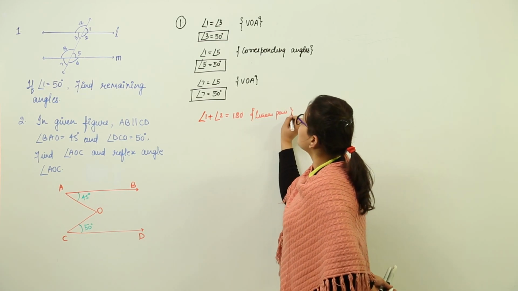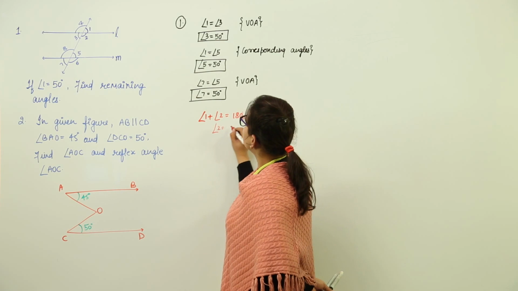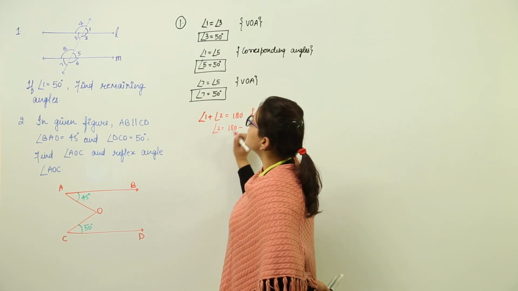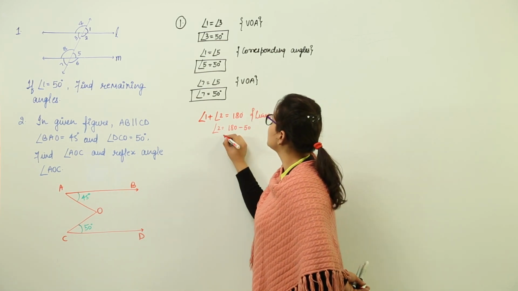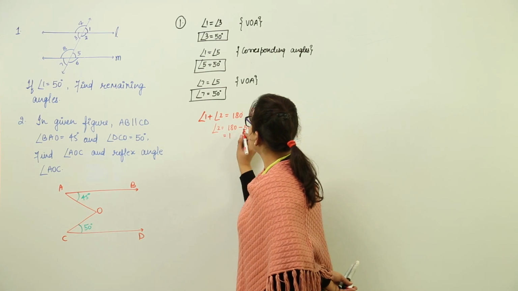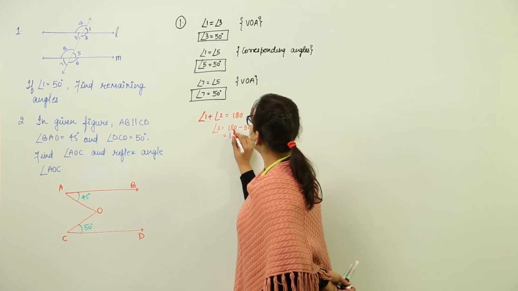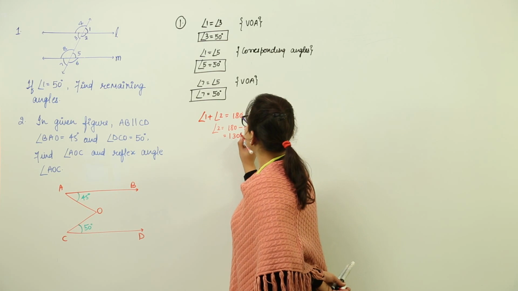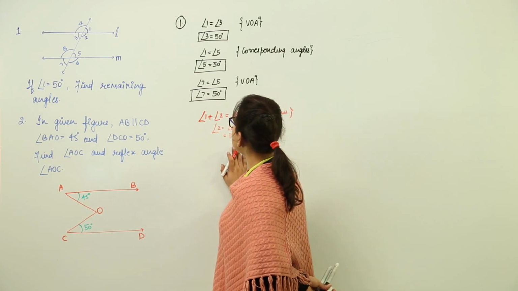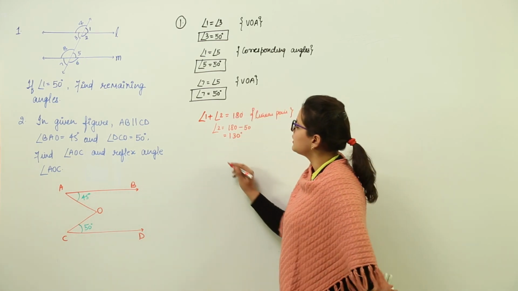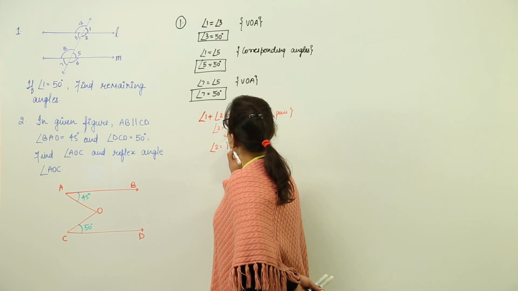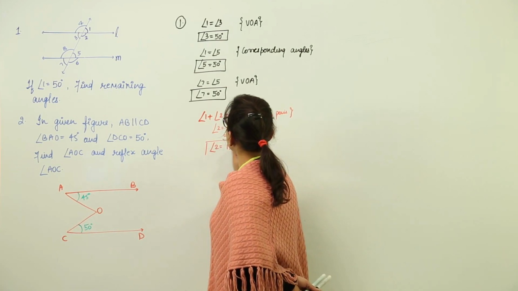So now you can find out the measurement for angle 2. That would be 180 minus angle 1, that was 50. So we get this as 1, 0, and here we get 8 minus 5 as 3. So you get angle 2's measurement as 130 degrees. That means I have found another angle as 130.